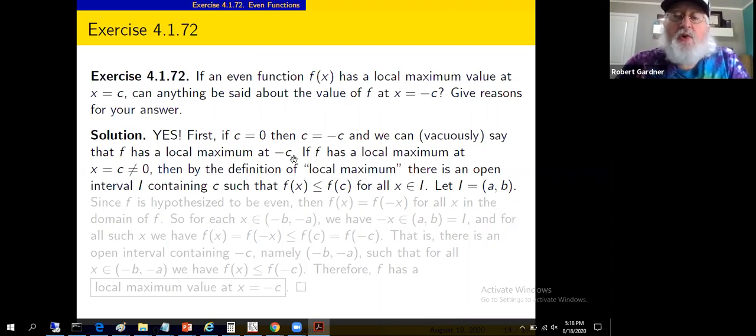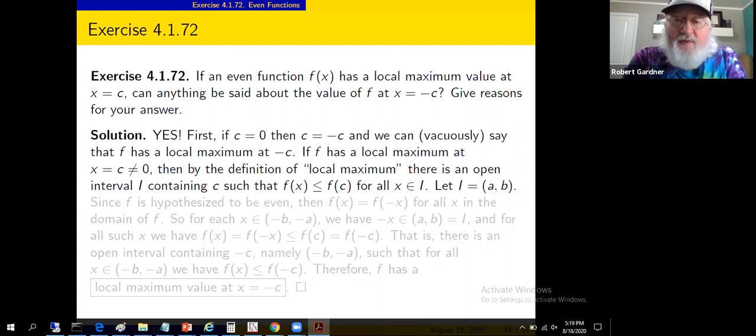If f has a local maximum at x equals c, which is non-zero, then by the definition of local maximum, there's an open interval I containing c where f of x is less than or equal to f of c for all x in that interval. Let's call that interval the interval from a to b, the very definition of local maximum. So that's what we're really illustrating. I want to talk about what happens at negative c.